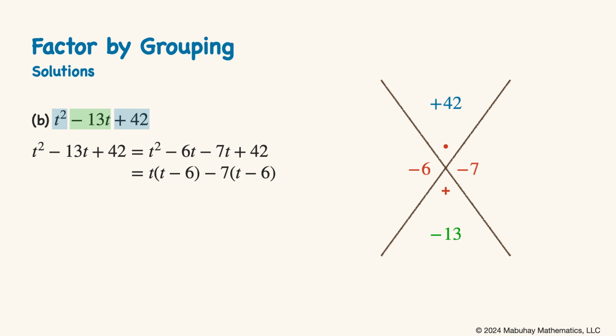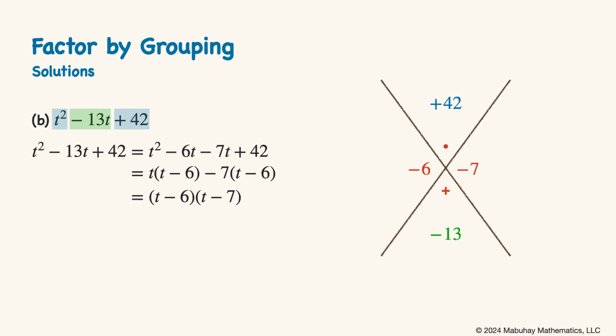How do we know? Because this new common factor of t minus 6 revealed itself. So we pull out the t minus 6. When we do that, in the first term we're left with t. In the second term, we're left with negative 7. And so we've factored the original quadratic.